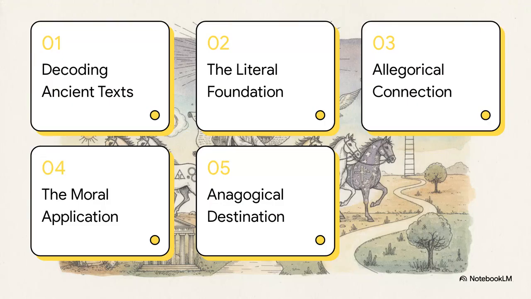Here is our roadmap for today as we dive from the flat surface of a text all the way down to its deepest layers. First, decoding ancient texts. Second, the literal foundation. Third, the allegorical connection. Fourth, the moral application. And finally, the anagogical destination. Let's get right into it.